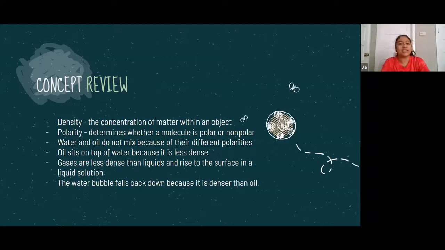Gases are less dense than liquids, and therefore they rise to the surface. As we saw in our experiment, carbon dioxide, being a gas, rises to the top in our solution of water and oil. The water bubble falls back down because it is denser than oil, and it does not mix with the oil because of its difference in polarity.